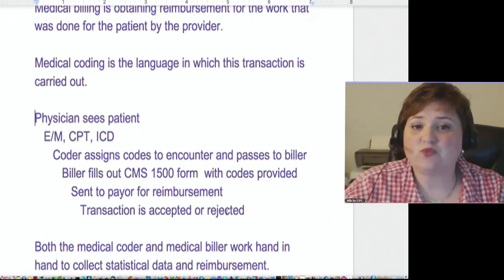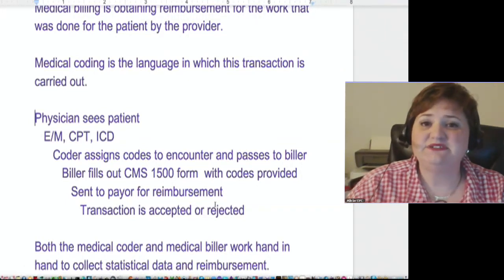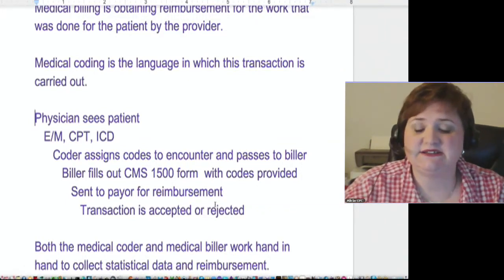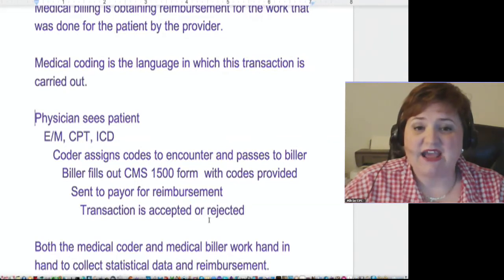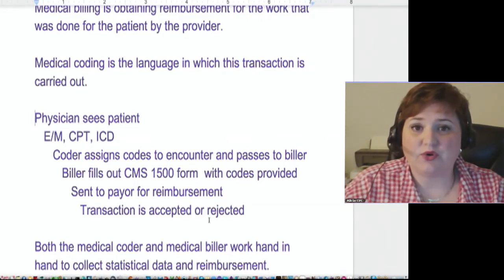Or let's say the wrong code was given. Then the biller looks at it, sees what the problem is, takes it to the coder, the coder corrects it, and then the biller resubmits it. And this all has to be done within a certain amount of days to be reimbursed. But that's how a biller and a coder work together. They work as a team.